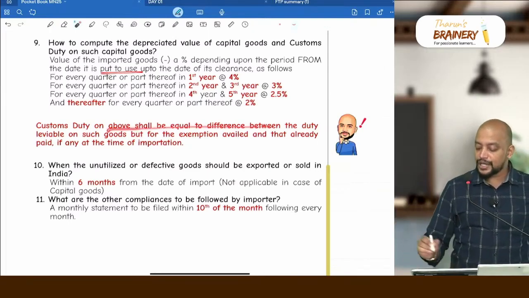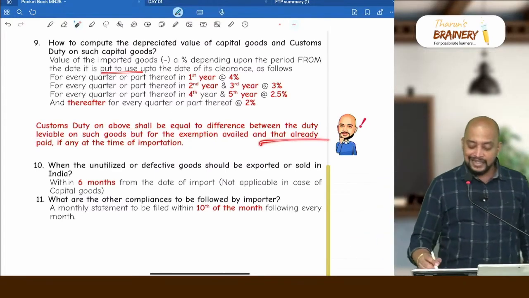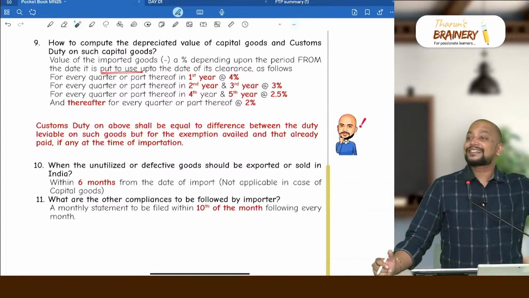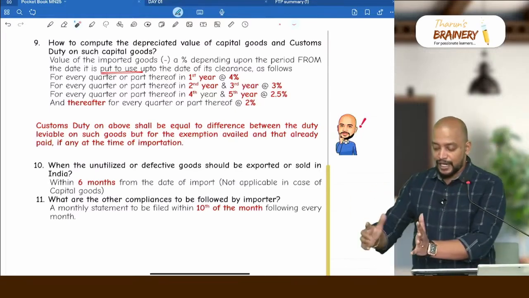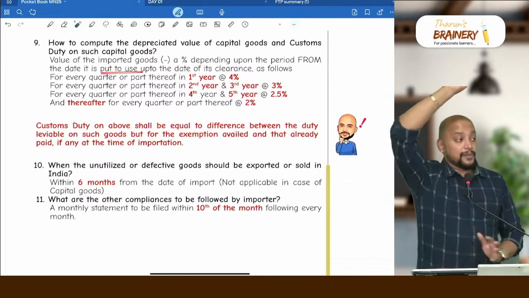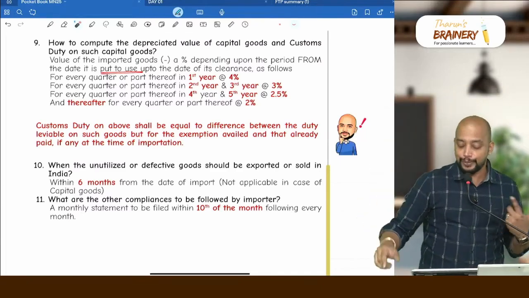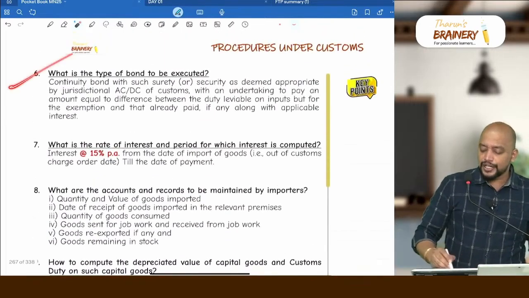Customs duty and above shall be equal to the difference between the duty leviable on such goods but for the exemption availed and that already paid, if any. For example, at the time of import we paid 5% as concessional rate, but the applicable rate is 15%. Now see, what is the dutiable value into 15% minus whatever duty was already paid at the time of import. So that differential amount only we need to pay now. Got it?